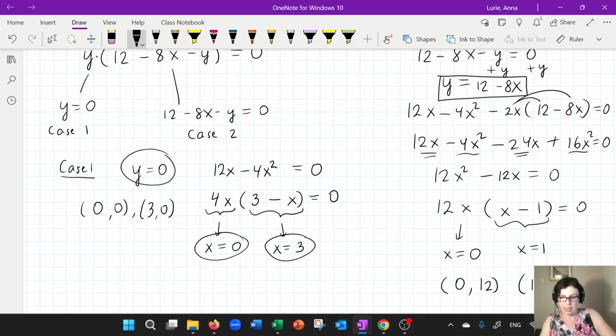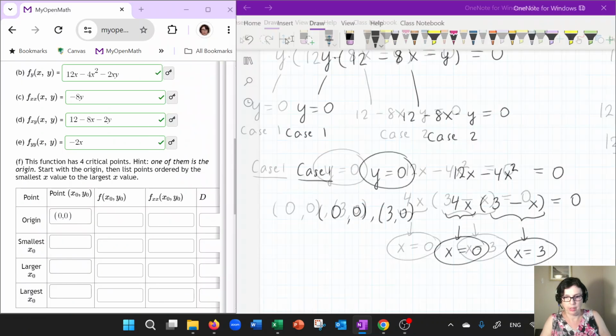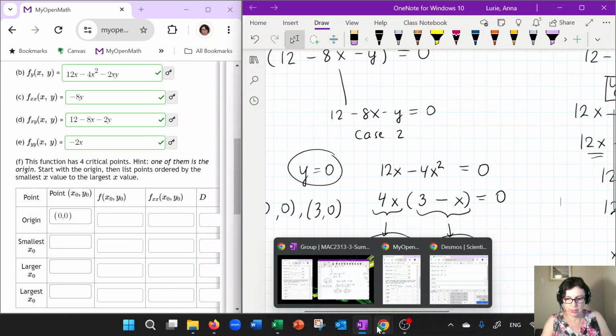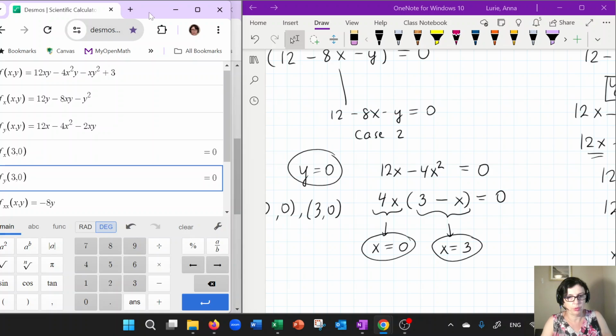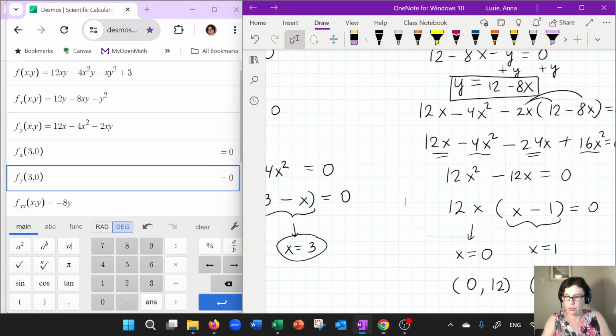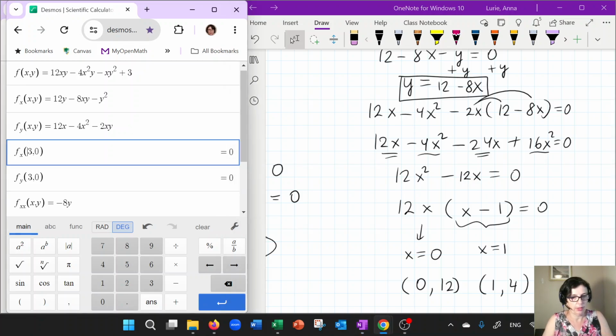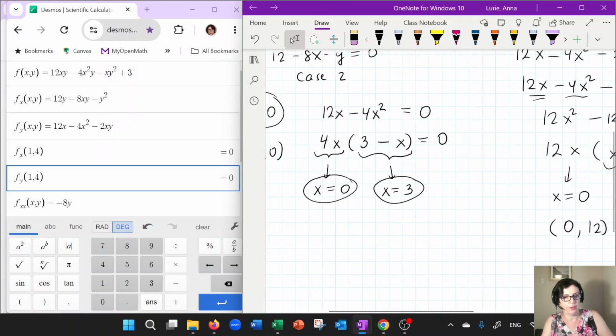And when x equals 1, y will be 4. Now, to check that, I actually got 4 different points, which is a lot. Let's see if I can check this because I want to make sure that I get this right. I want to check and see if my new point 0, 12, is a critical point. Both fx and fy must be 0, and it looks like they are. And also 1, 4. Okay, that's 0, and also this is 0. So I know that all 4 of these critical points are valid.